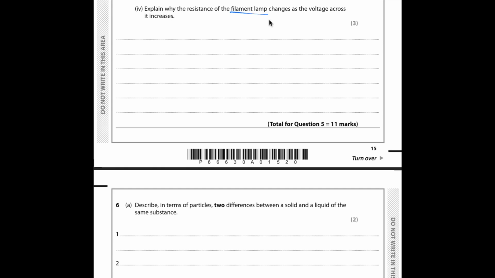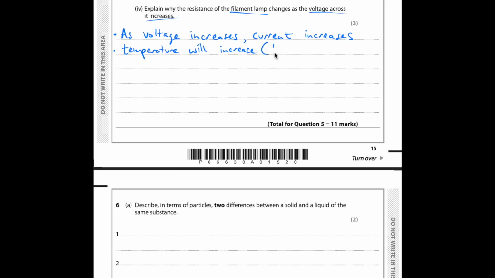So how do we say that then? As voltage increases, current increases. You get 1 mark for that. They've told you that the voltage is increasing, so you're not going to get any marks for saying voltage is increasing. That's why I've put that all in one line. So that's 1 mark for that. The temperature will increase. Right, in other words, the lamp gets hot.